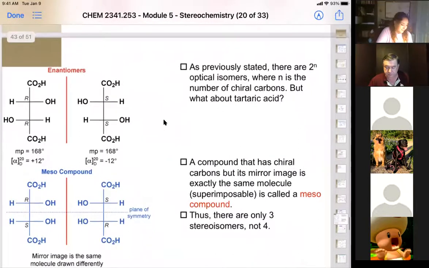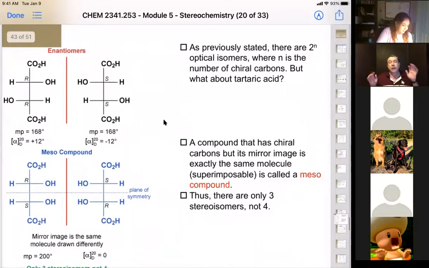All right. So the other great thing about the Fischer projection is it makes it easy to see those mirror planes, okay? And I might have said this before, but when you have a mirror plane in a system, it makes the material achiral or non-chiral, okay? Which means that if you found a mirror plane in one of your diastereomers, it will not have optical activity, okay?